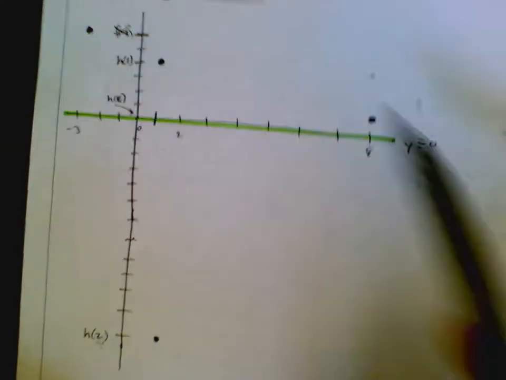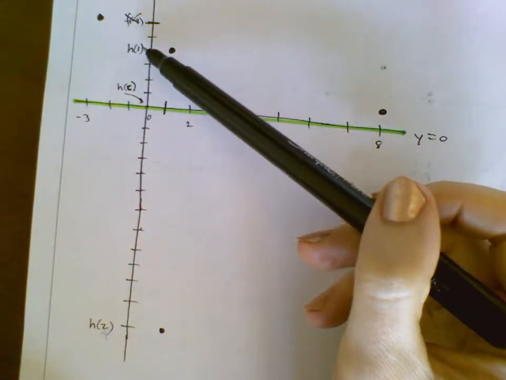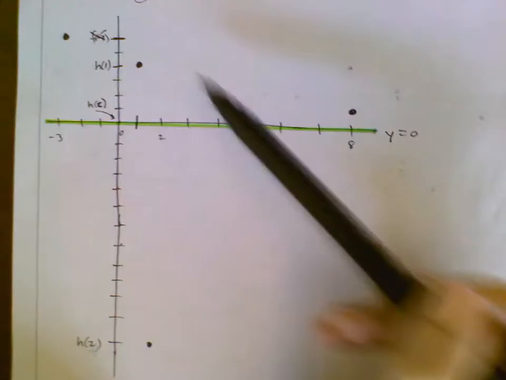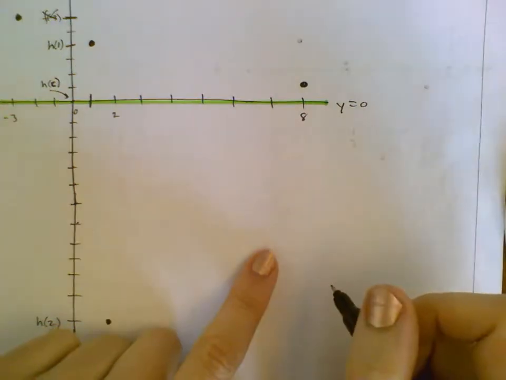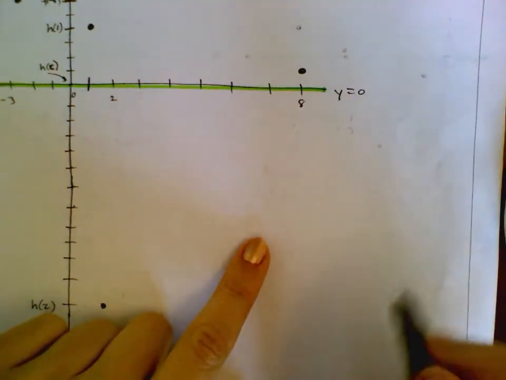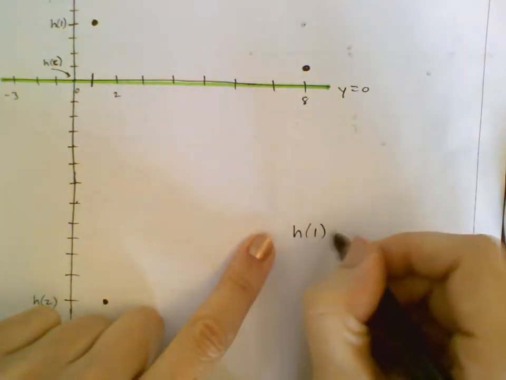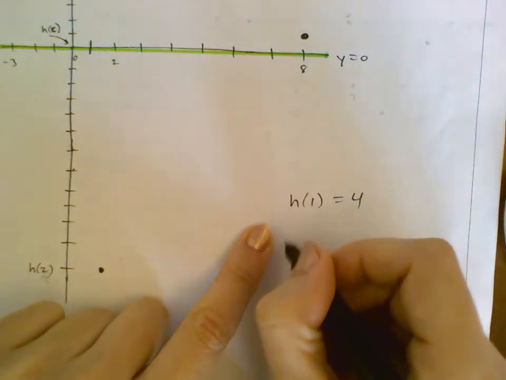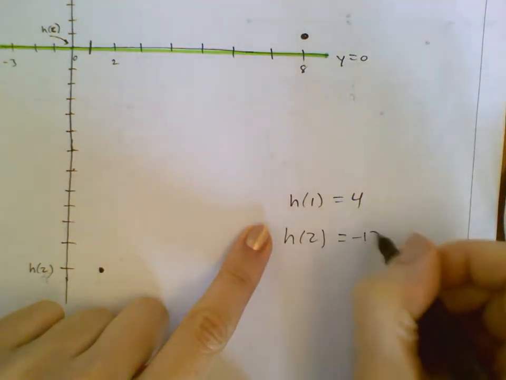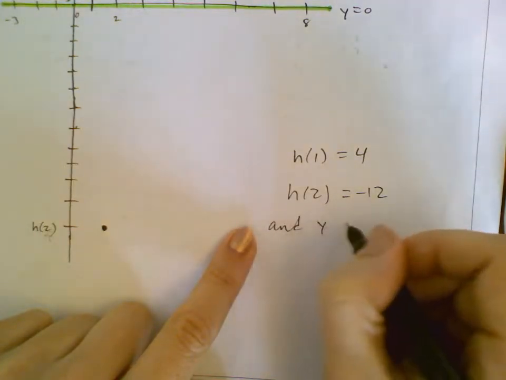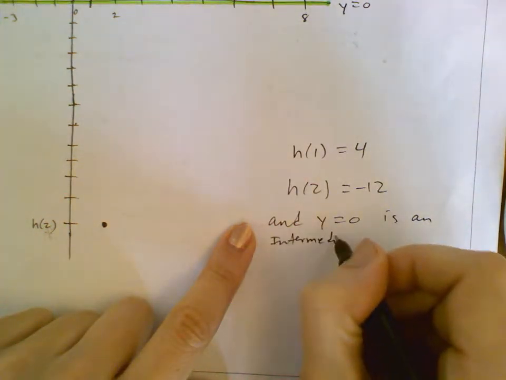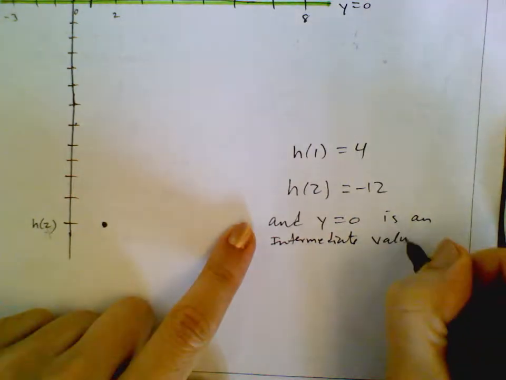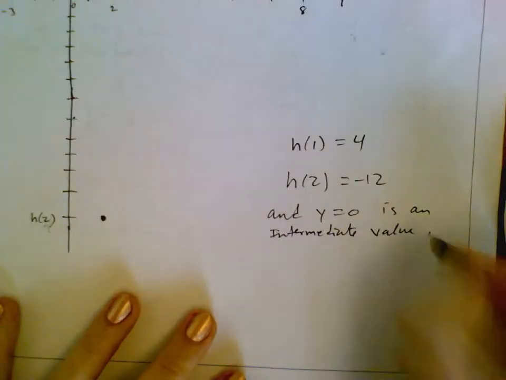Okay, and look at this, guys. We've got 0 between H of 1 and H of 2. So 0 is an intermediate value between the outputs of these endpoints that I'm proving there is a value on, for which H of C is 0. So I'm gonna do it the same way. I'm gonna say H of 1 equals 4, H of 2 equals negative 12, and Y equals 0 is an intermediate value. Okay, boom, that's how we started.